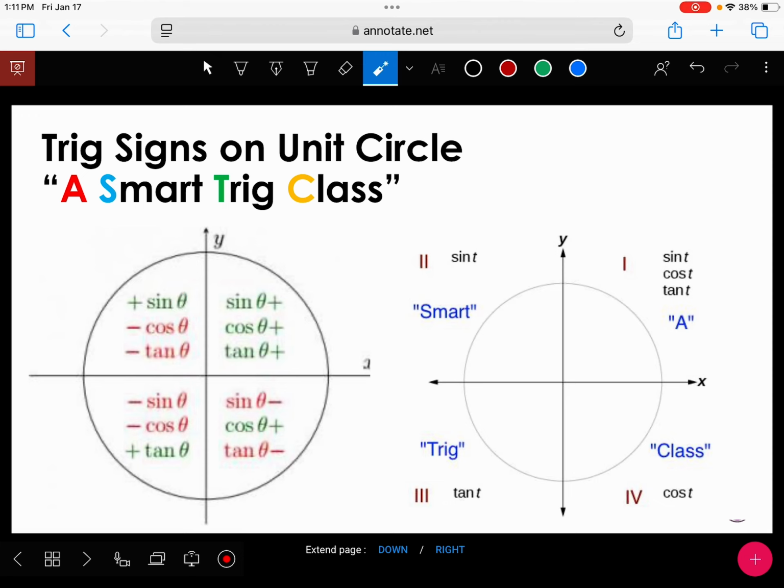You need a highlighter? I got yellow. There you go.